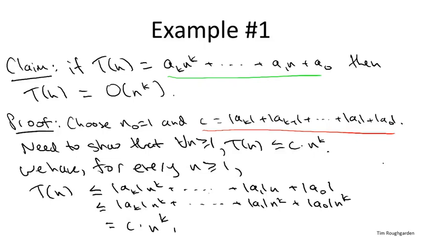We had to prove that T(n) is at most c times n to the k, given our choice of c, for every n at least 1, and we just proved that. So, end of proof. Now there remains the question of how did I know what a workable value of c and n_0 were.